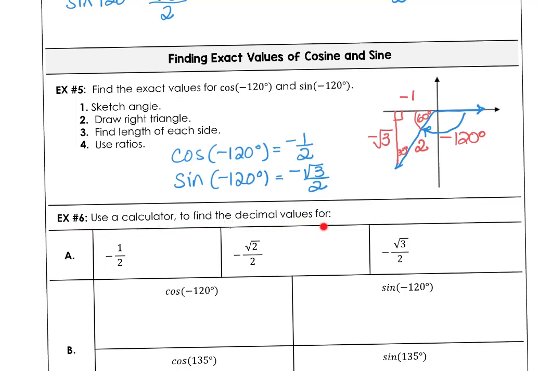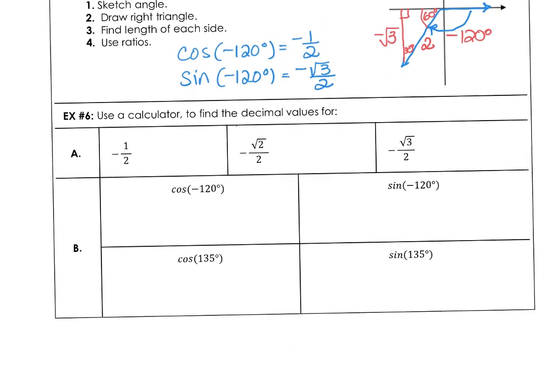On example 6, I believe this is our last example, we want to use a calculator to find the decimal values for each of these. So -1/2, our decimal is going to be -0.5. Negative square root of 2/2 is going to be decimal -0.707, and negative square root of 3/2 is going to be decimal -0.866. So I point that out so that you can remember. You're going to see these values often when you're using a calculator, so you can remember what the exact values are.